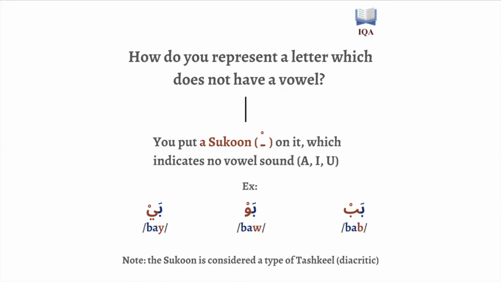So this is what the sukoon is. The sukoon is a diacritic that's placed above the letter to represent that this letter does not have any vowel, but rather you're just going to say the consonant. You're just going to hold the shape of the letter, but you're not going to add a vowel to it. So that is what the sukoon is in the Arabic language.